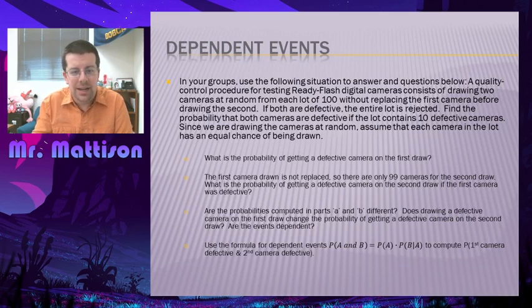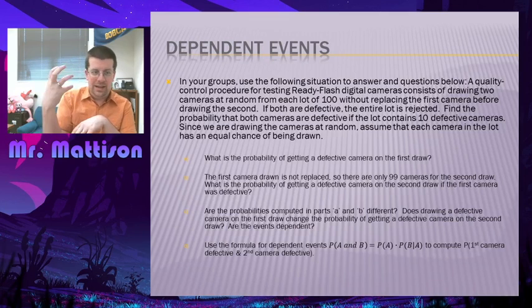What's the probability of getting a defective camera on the first draw? There's 10 bad ones out of 100. That's 10 over 100. I could reduce it to 1/10, but I'm going to leave it as 10 over 100 for a reason which you'll see here in a second, right? So the first camera draw is not replaced.